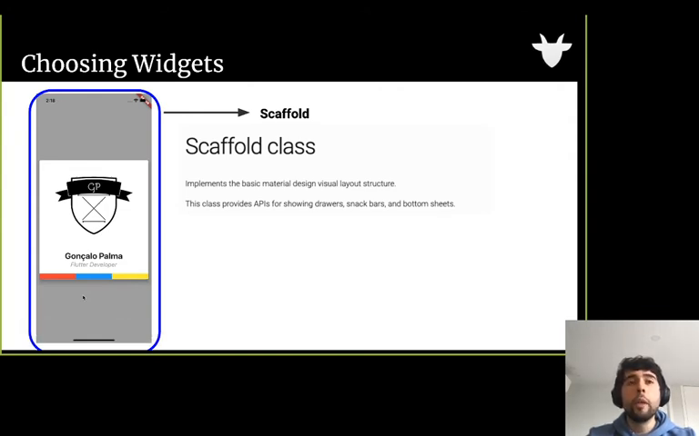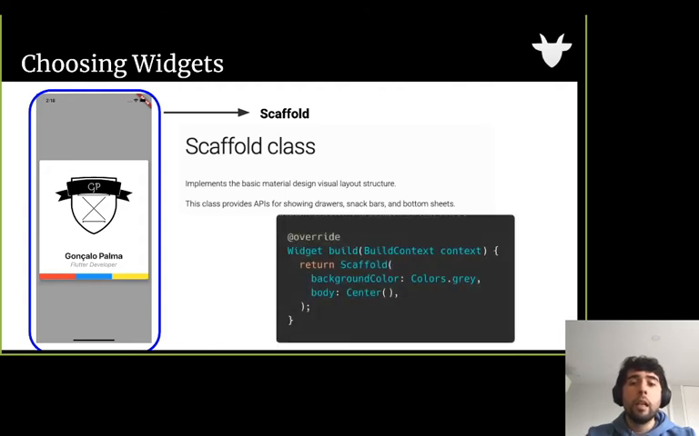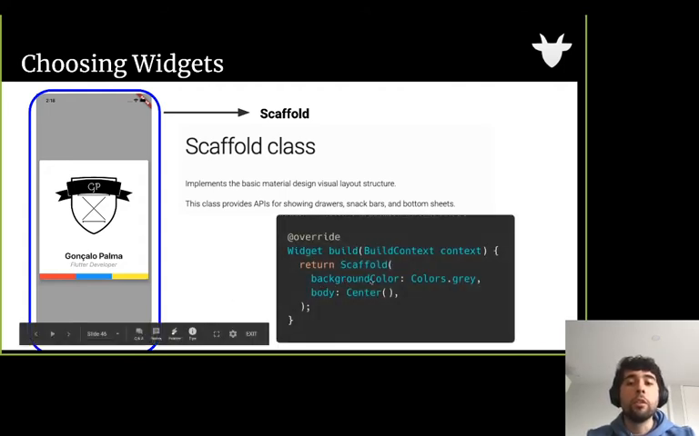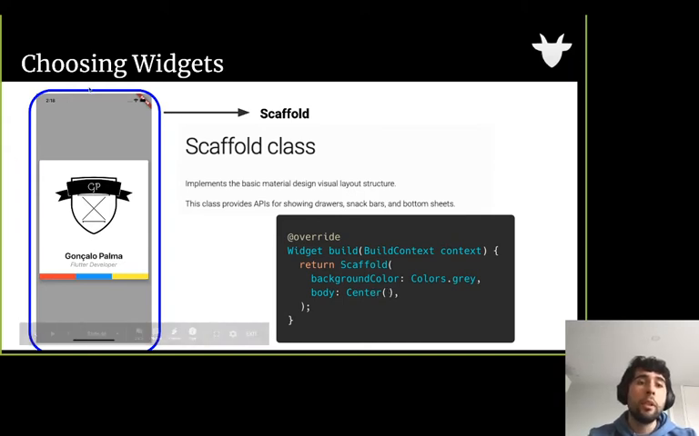So we are going to wrap all of our widget inside it, and we are going to say, okay, I'm going to provide a background color of gray, and I'm going to provide a body, and the body is the widgets that we are going to render.